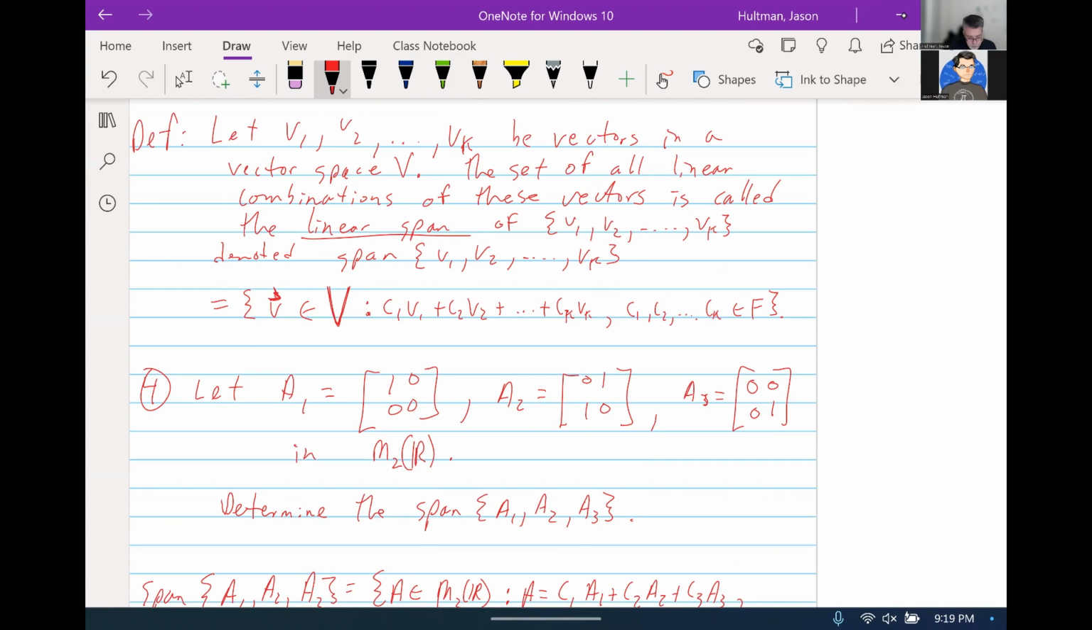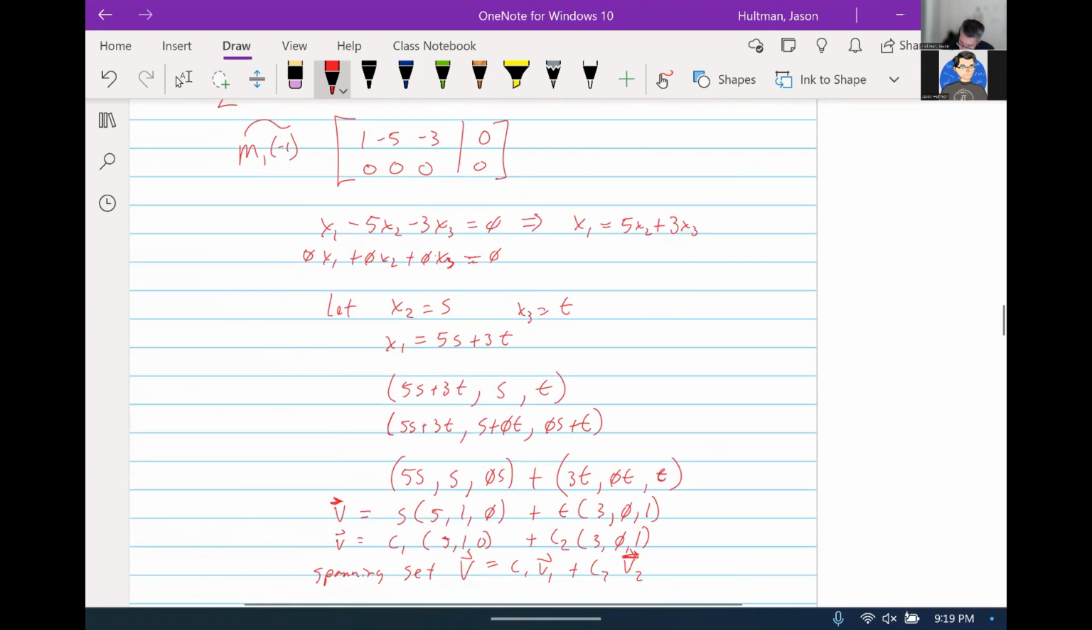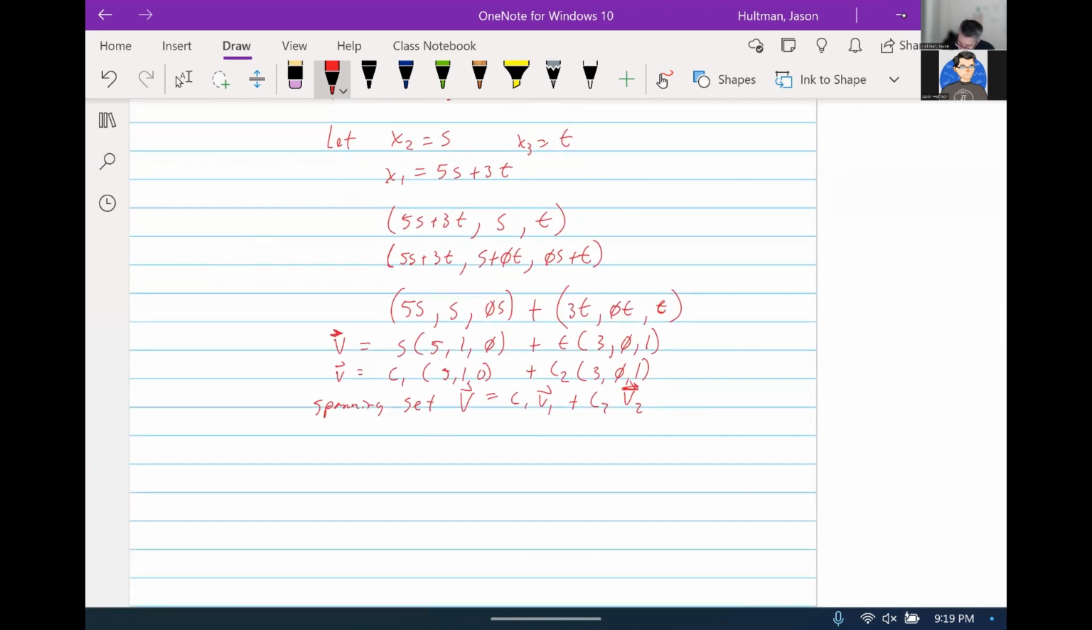And so what's the spanning set for that null space? This is the null space. And so we want to know any linear combination here of C1 times this vector 5, 1, 0 and C2 times 3, 0, 1. That's gonna span my null space. So that's gonna span the null space of A there. Maybe we should have called this A instead of V, but whatever. I just wanted to tie it together.